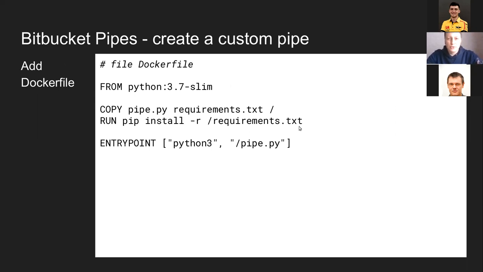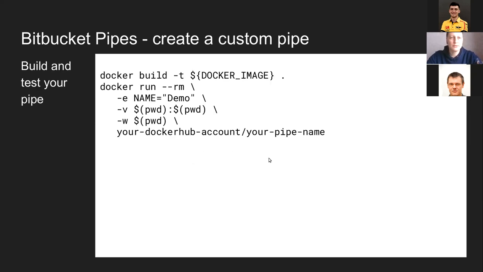For the Docker container, it's a common case. We use a Python image. We copy the needed dependencies, the main logic, and requirements. We install it and provide an entry point to start our script. And locally, we could build a Docker image with our custom pipe and then check it, just like general Docker.